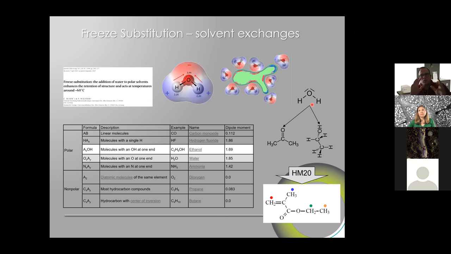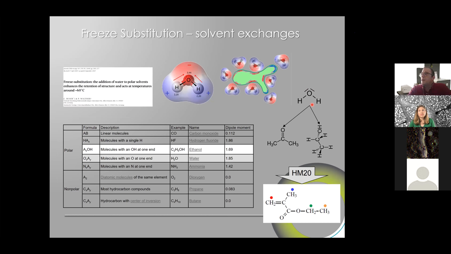Now I'll try to go into the freeze substitution steps. So basically after high pressure freezing your sample or vitrifying it by plunging, what we are going to do is extract the water solvent and replace it by another solvent like acetone or alcohol, and then replace this acetone with a resin. We use this acetone or ethanol step because the resin itself will not remove the water on its own, or at least not the ones we're using in our labs.